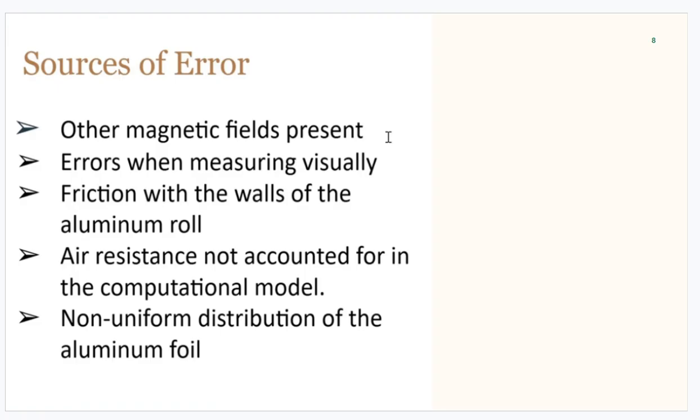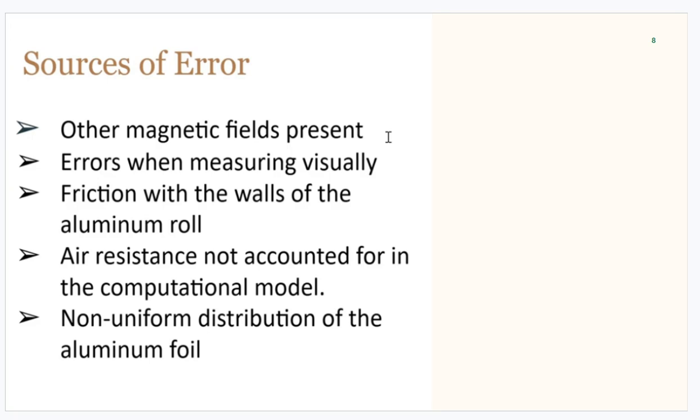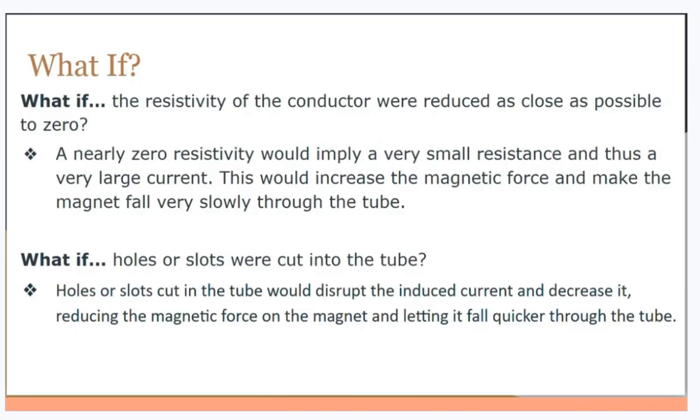Sources of error: other magnetic fields present. There are tons of magnetic fields all around, so it could definitely mess it up, and even the Earth's magnetic field can mess with it a little bit. There are errors when measuring visually. Obviously with the frame rate, it could be off by some hundredth of a second and not be 100% correct. There's friction with the walls of the aluminum as it rolls down. The air resistance is also not accounted for, and there's non-uniform distribution of the aluminum foil, so it could have different forces.